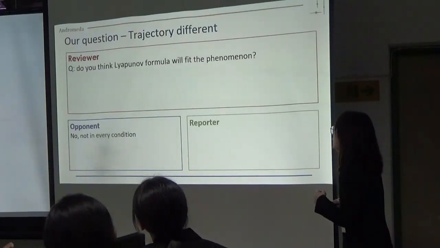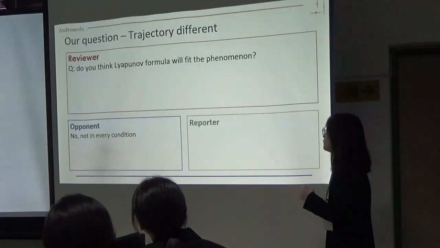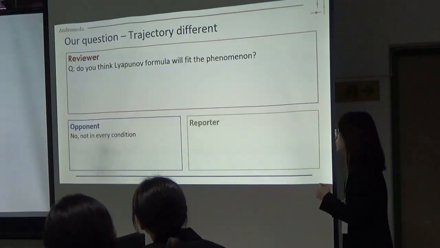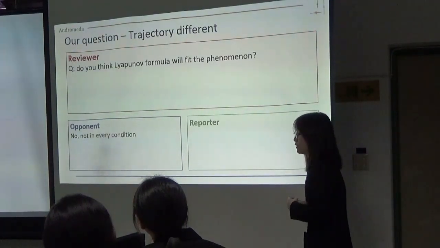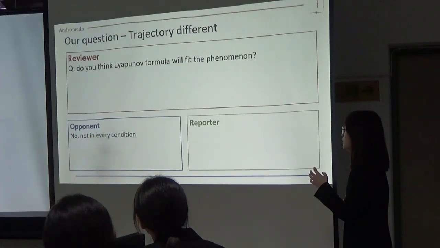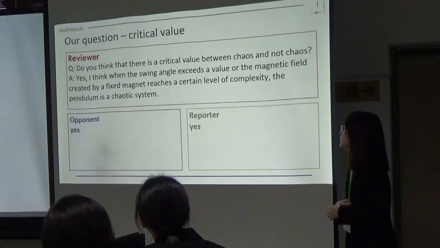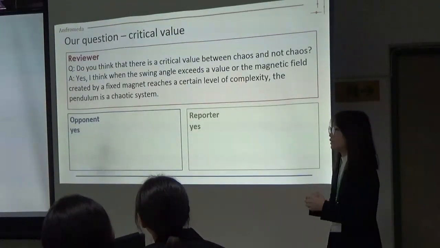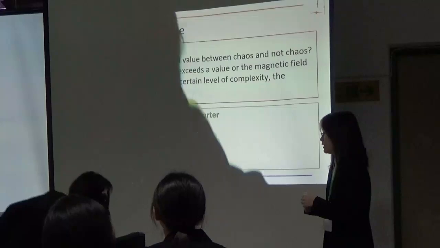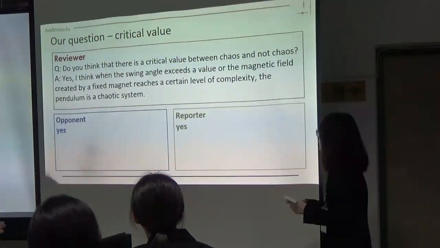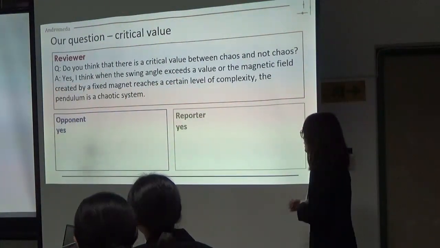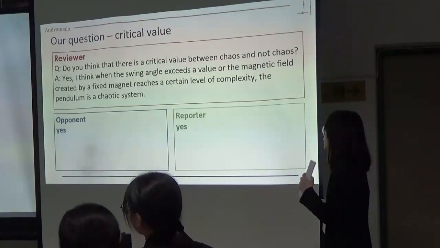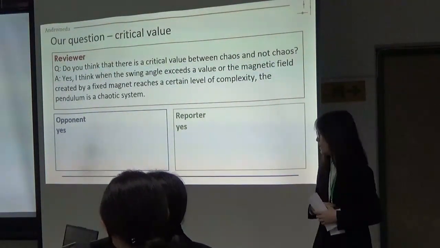And about our question, I asked whether the diagonal formula will freeze the phenomenon. The opponent said not in every condition. I think this doesn't fit this experiment because the Lyapunov exponent is used for the bifurcation of the experiment. And there's a question about the critical value. I asked whether there's a critical value between chaos and not chaos. The reporter said they didn't find a critical value between chaos and not chaos.